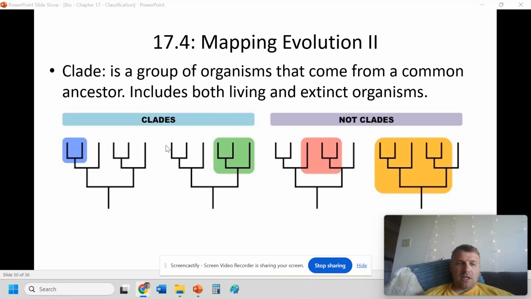You might think, well, why do we need to know this? Well, when we try to group organisms or name organisms, we typically give a name for a group of organisms that's based on one common ancestor they have and all of its descendants.